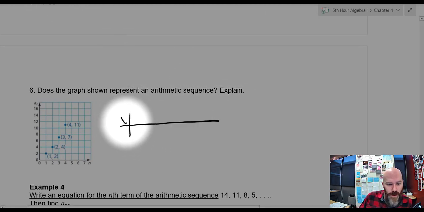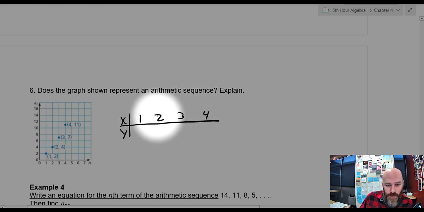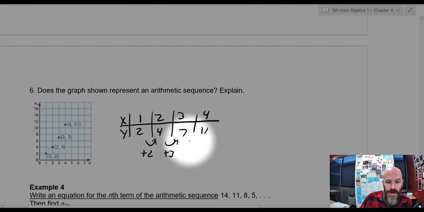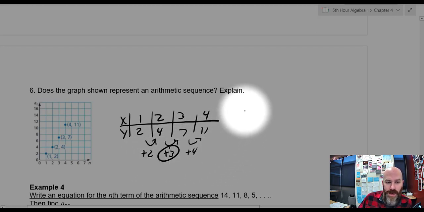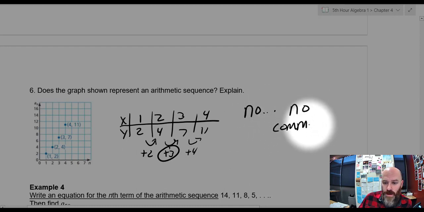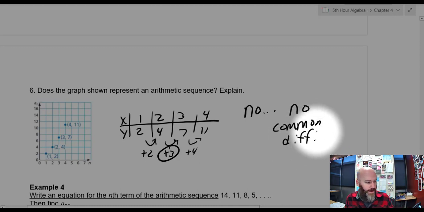So right here, X and Y, we have numbers 1, 2, 3, and 4. We have our 4 terms, and those term numbers are 2, 4, 7, and 11. So I'm adding 2, adding 3. Right there I stop. I mean, I could say, oh, this is adding 4, but as soon as you see one that's different than the other, you stop and say, no common difference.